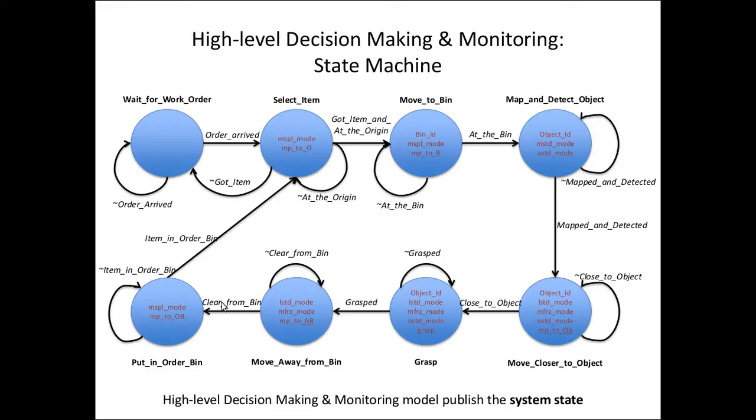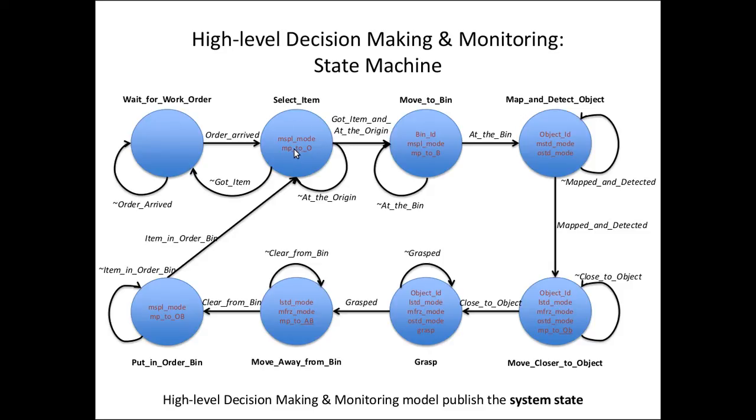And when the arm is clear from the bin, it then goes to the next state, which is put the item in the order bin. So the arm is going to move and take the object close to the order bin, and then leave the object so that it falls in the order bin. While this has not happened, the state machine stays in this state.